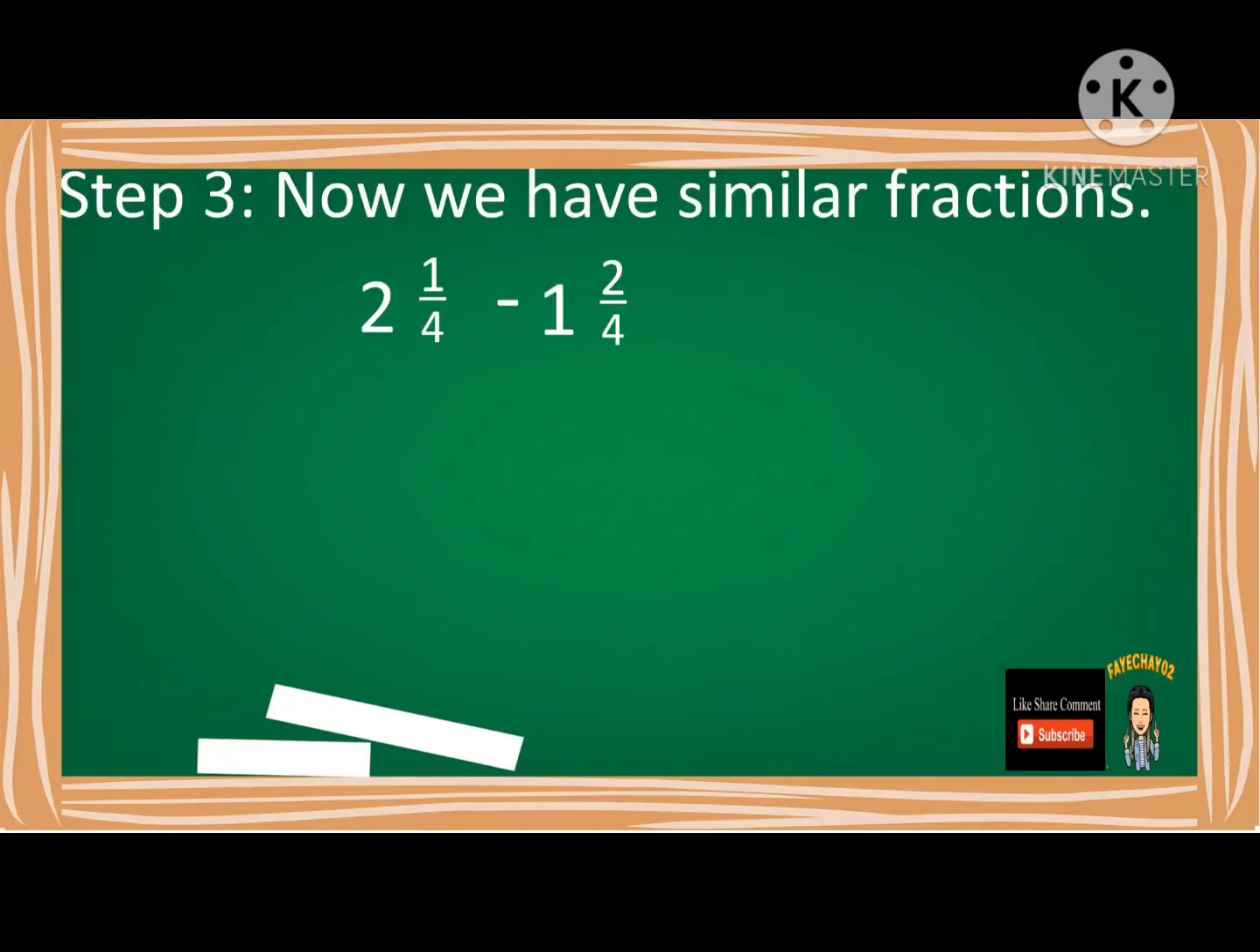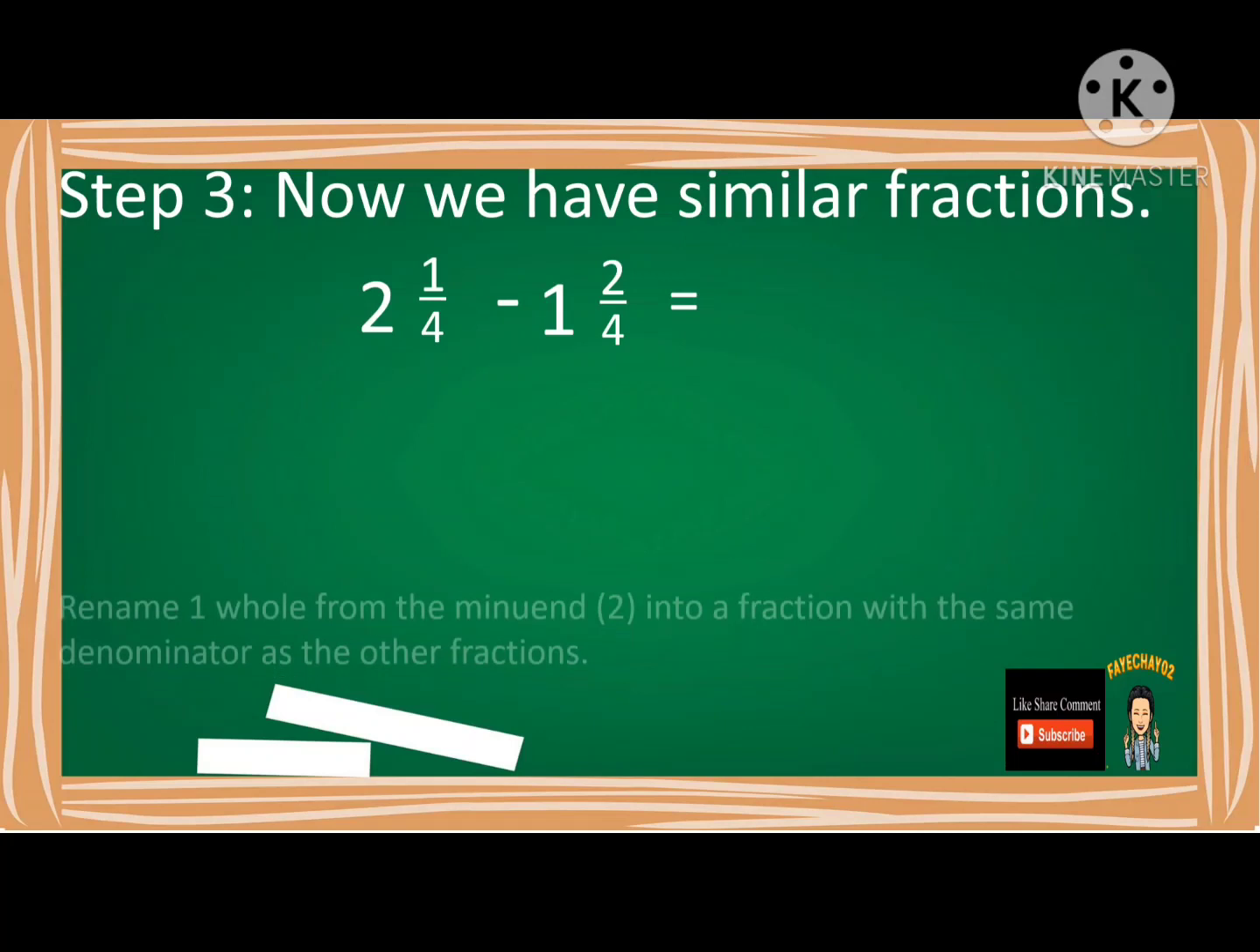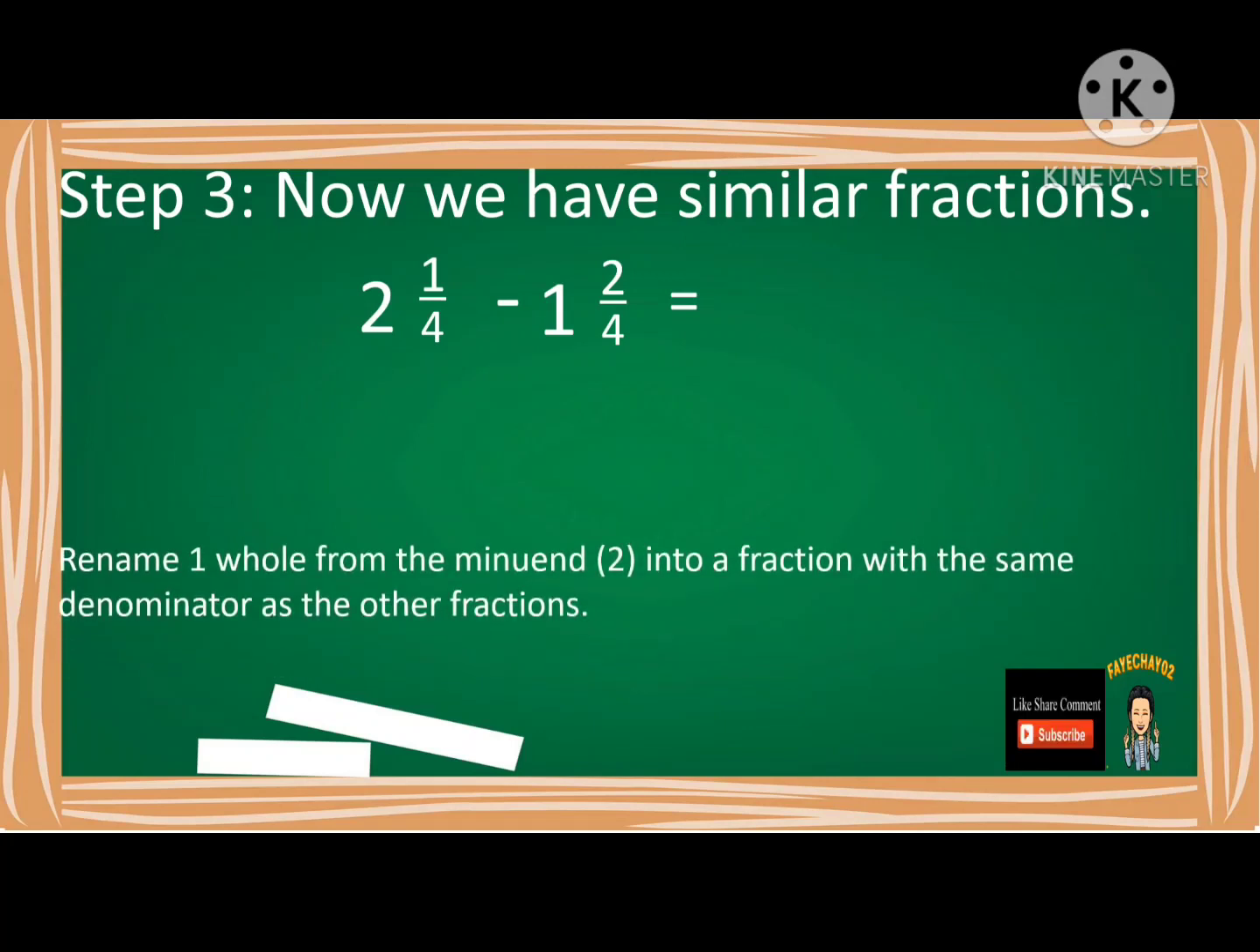Now, we have similar fractions. 2 1/4 minus 1 2/4. As you can see, the fraction in the subtrahend is bigger than the fraction in the minuend. What we are going to do is rename one whole number from the minuend into a fraction with the same denominator as the other fractions. So, 2 becomes 1 4/4. Then bring down 1/4, so plus 1/4.